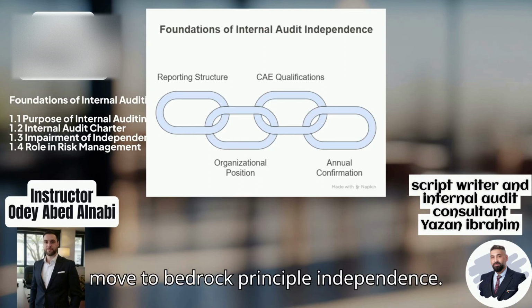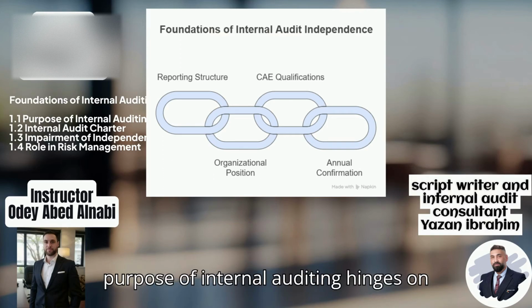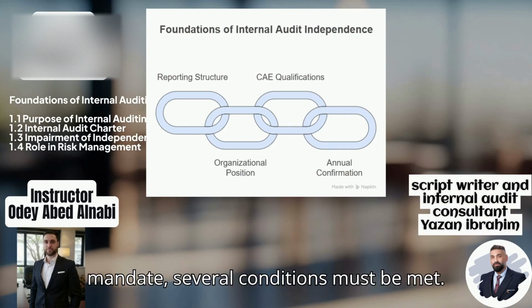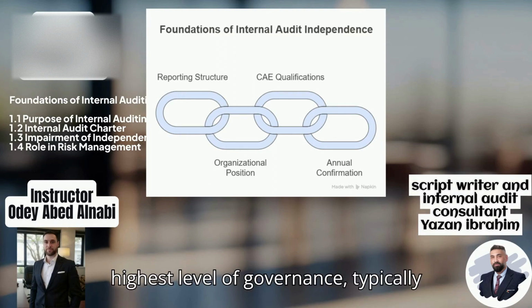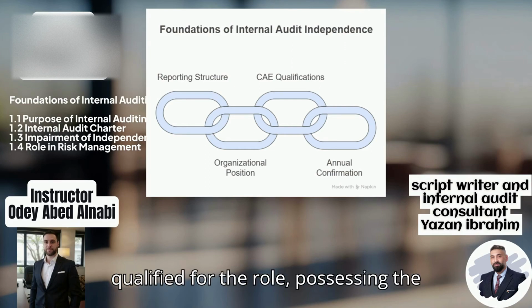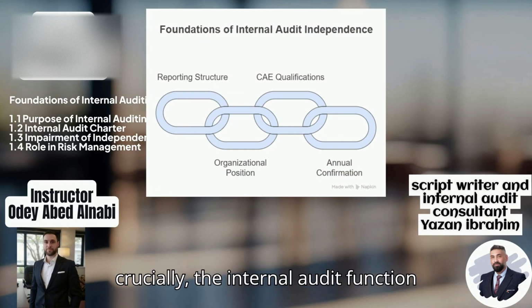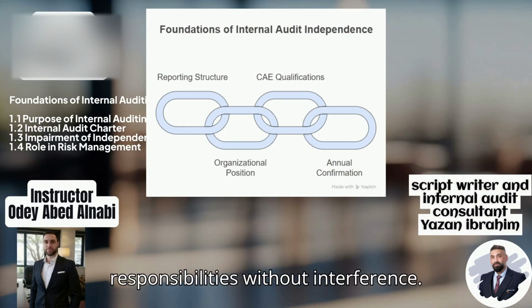Now let's move to bedrock principle, independence. Why is it so fundamental? Well, the entire purpose of internal auditing hinges on it. For the Chief Audit Executive, or CAE, and their team to effectively fulfill their mandate, several conditions must be met. The CAE needs to report directly to the highest level of governance, typically the Board of Directors. They must be qualified for the role, possessing the necessary skills and experience. And crucially, the internal audit function must be positioned within the organization in such a way that it can carry out its responsibilities without interference.